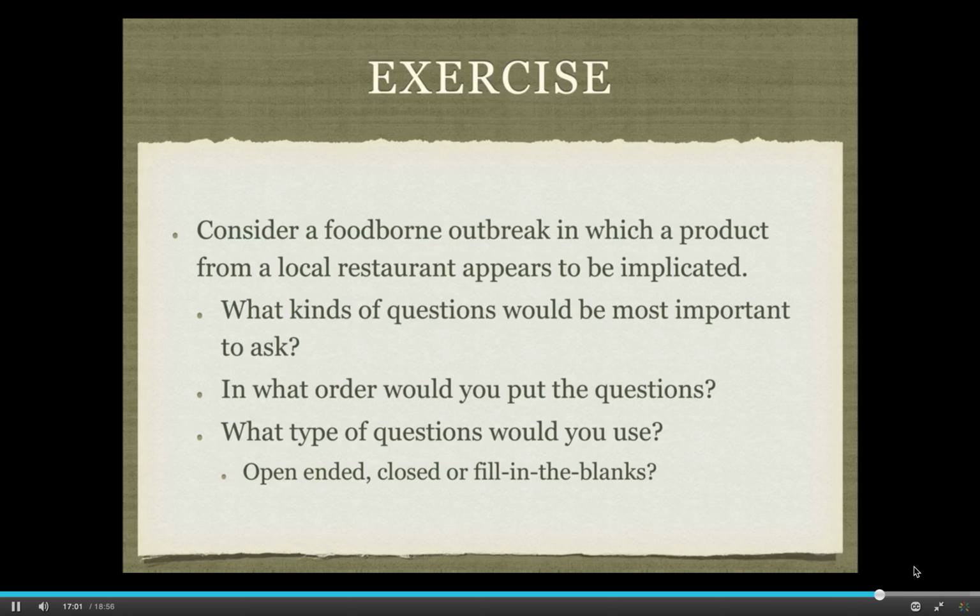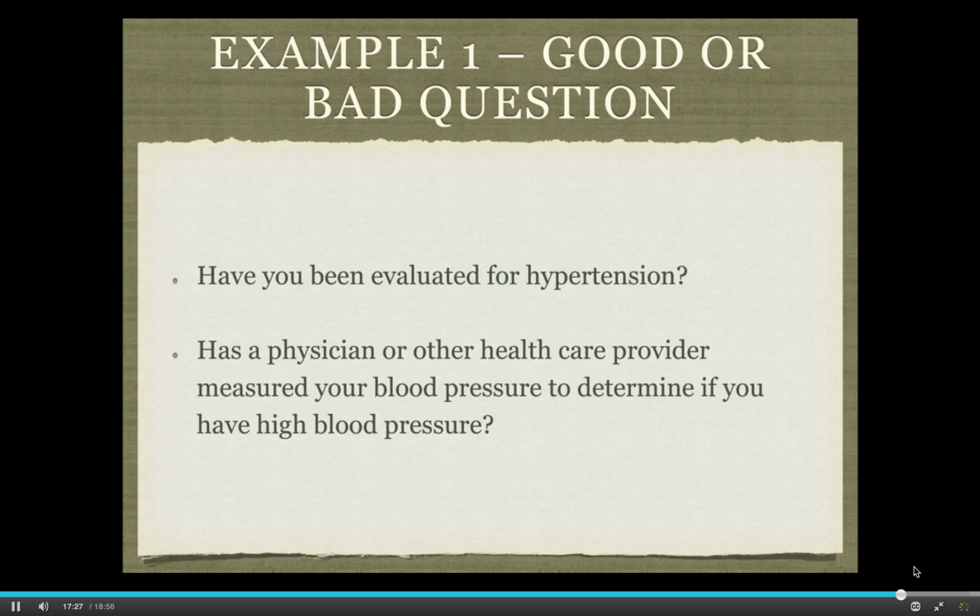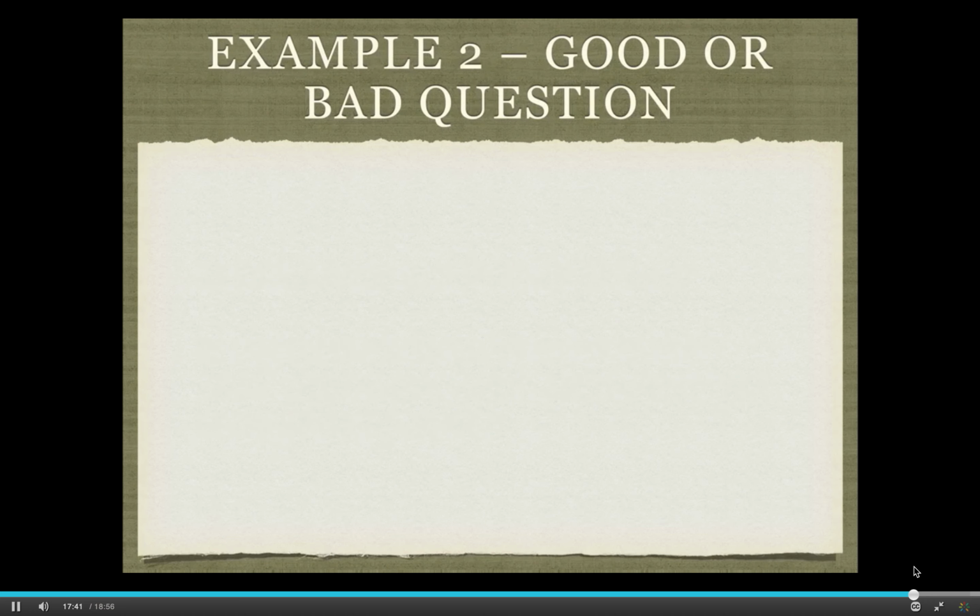The other thing I want you to do on your own time is to go through these examples that I have of good or bad questions when you're thinking about the questions that you are going to develop for your exercise. Have you ever been evaluated for hypertension? That might be a bad question, and a better question would be, has a physician or healthcare provider measured your blood pressure to determine if you have high blood pressure? More specific, more detailed, less ambiguous.